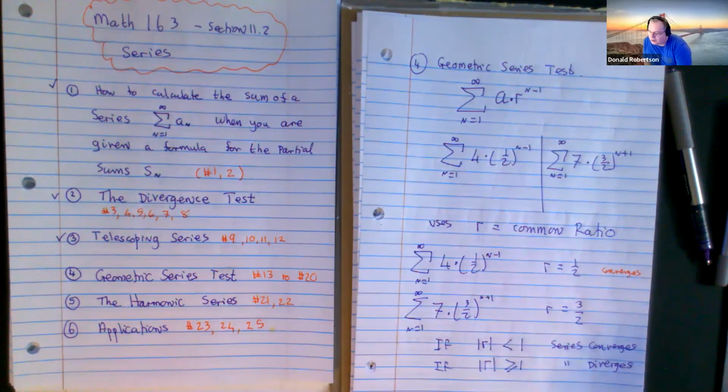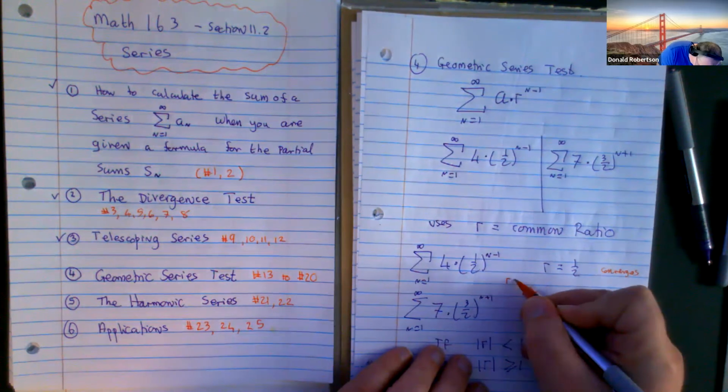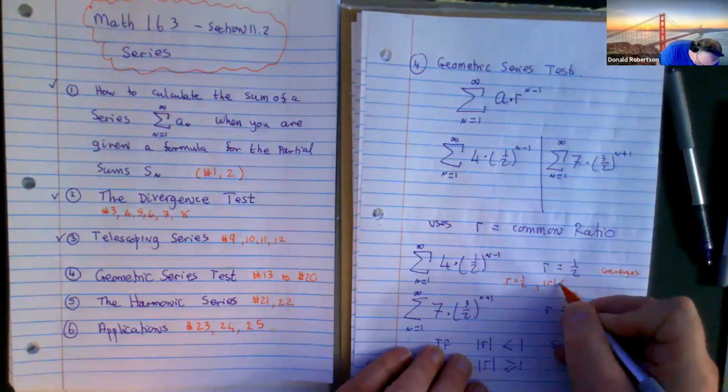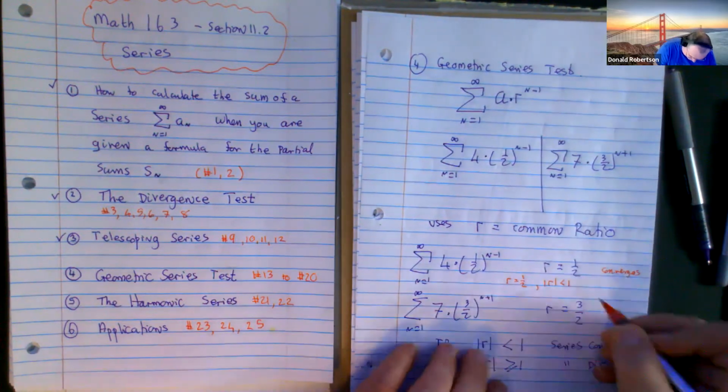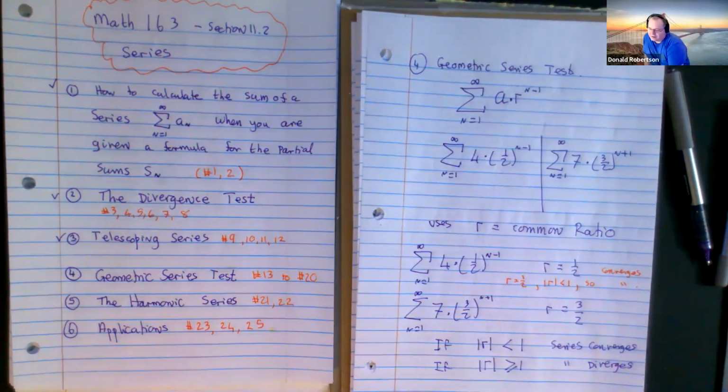I didn't need to do any limits or anything. Can't you just look and say the R value is a half, it converges? Now, in the math world, we have to be a little bit more specific. So what you would say is something like this: R equals a half, comma. The absolute value of R is less than 1, which it clearly is, comma. So the series converges, right? You just try and say it.